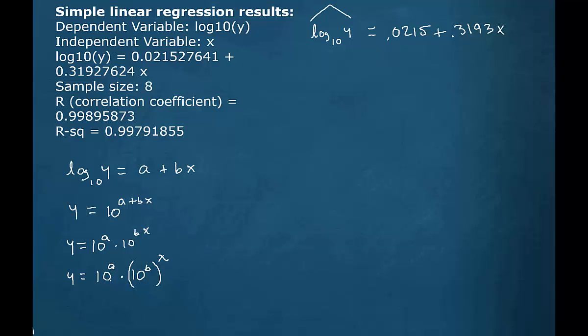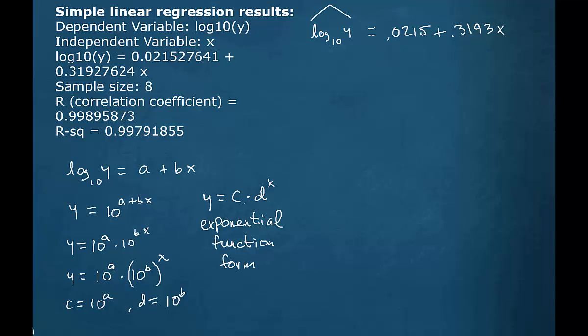So what we could do then is say, well, let's just have some c value and say that that'll be equal to 10 to the a, and then we'll have some d value, and we'll say, well, that'll be 10 raised to the b, and then we wind up with the expression y equals c times d raised to the x, which will be our exponential function form for our regression model. So let's go through that process with this model.